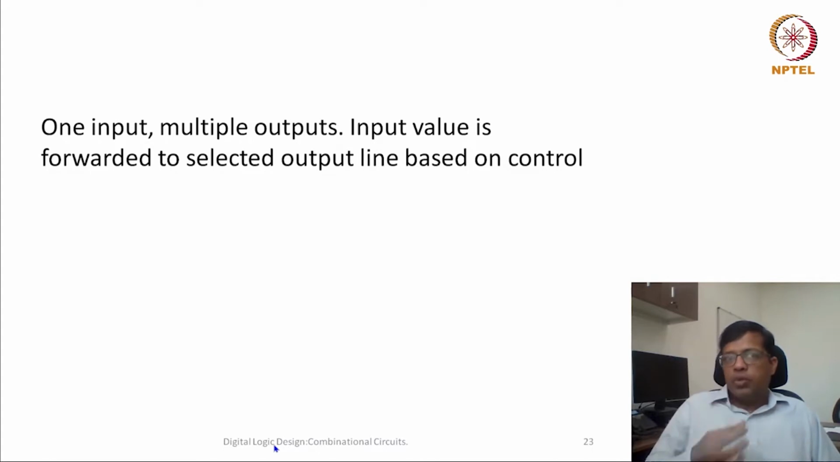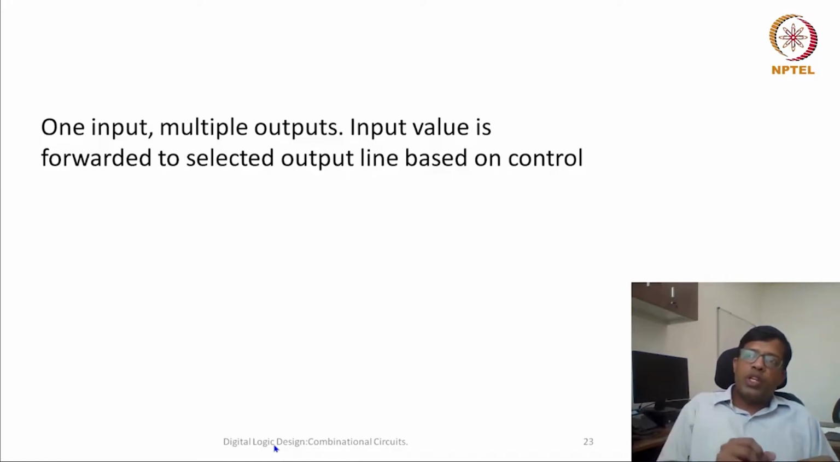So now we would like to design a circuit with one input and multiple outputs. The input value would be forwarded to the selected output line based on the control. How can we design this particular circuit? So let's read it again. We have one input and multiple outputs.